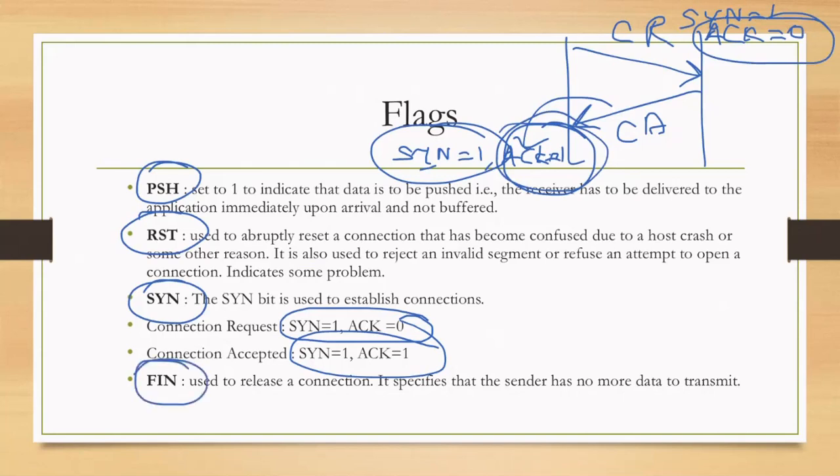Similarly, FIN: this flag is set when we want to release the connection. So after lots of communication takes place, the sender sends a connection release message. For this, the FIN flag will be made 1. It specifies that the sender has no more data to transmit.